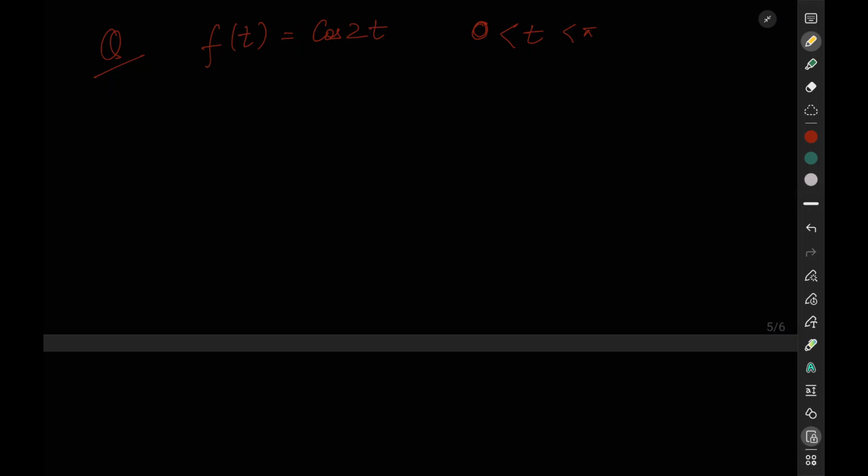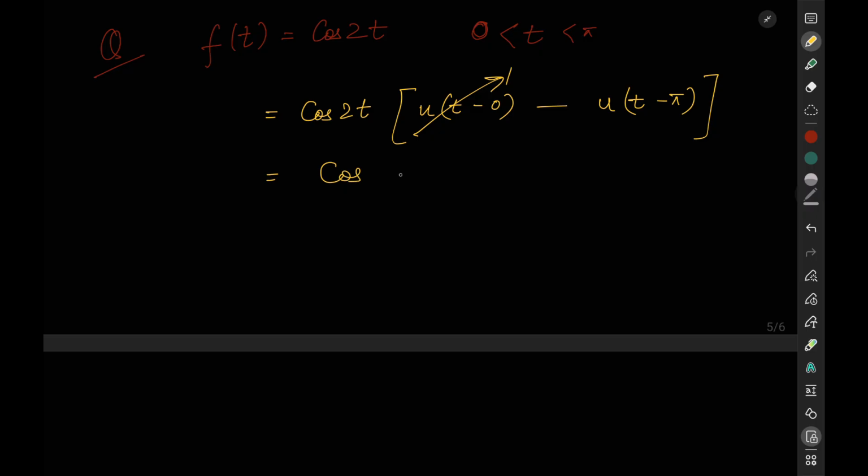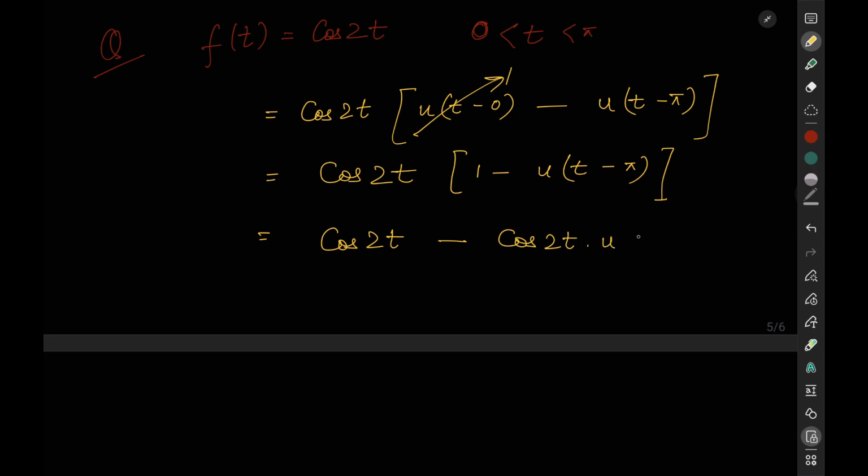Now let's see another question. We have f(t) equals cos 2t, where t lies from 0 to pi. So this can be represented as cos 2t into (unit step at t equal to 0 minus unit step at pi). This will become 1. So this is equal to cos 2t (1 minus u(t minus pi)), that is cos 2t minus cos 2t into u(t minus pi).